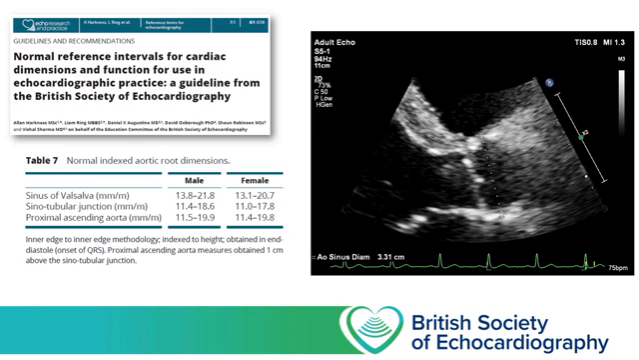If on visual inspection you're concerned, you can of course measure the transsinus diameter, and if you do so, measure perpendicular to the root walls between the two widest points, and the current BSE guidelines recommend measuring from the inner edge to the inner edge.